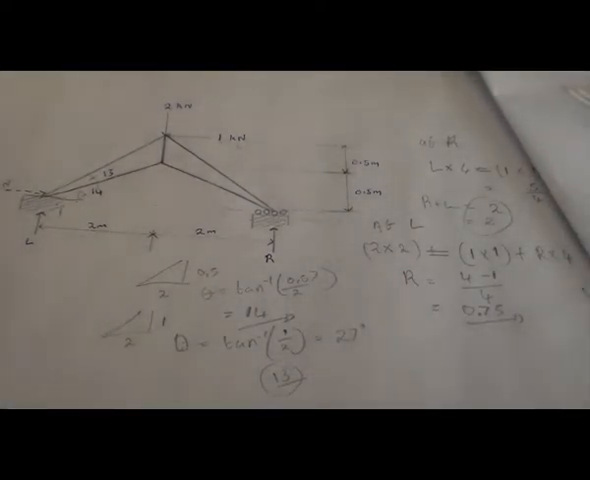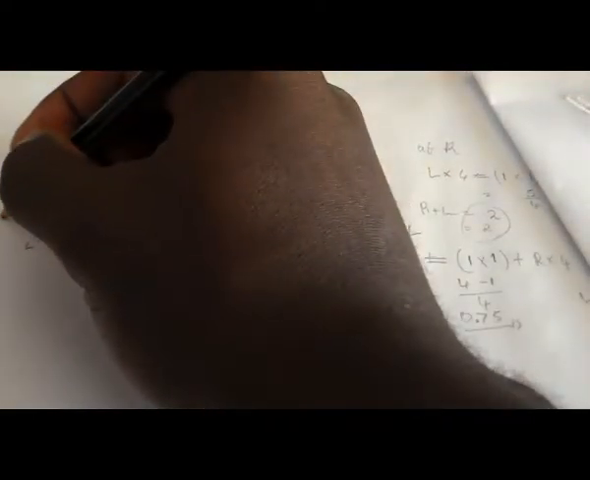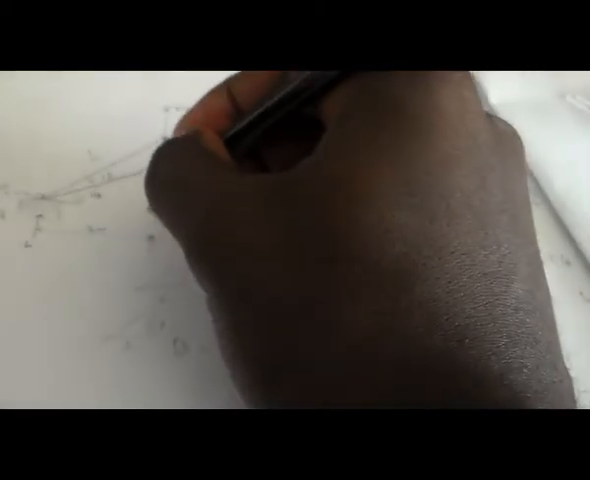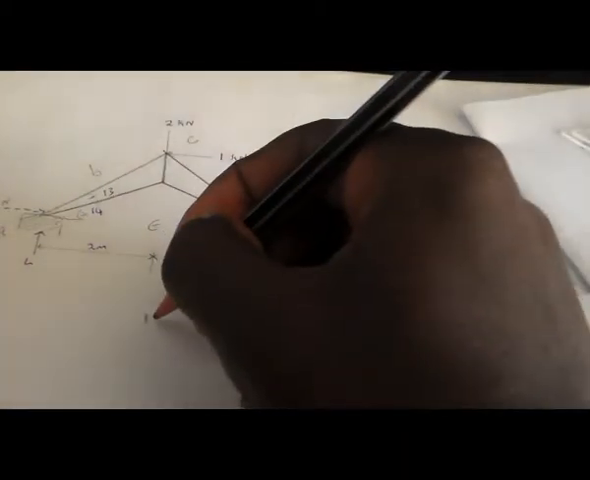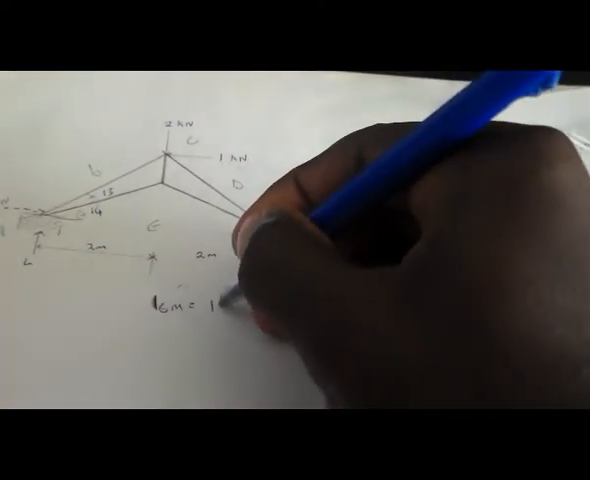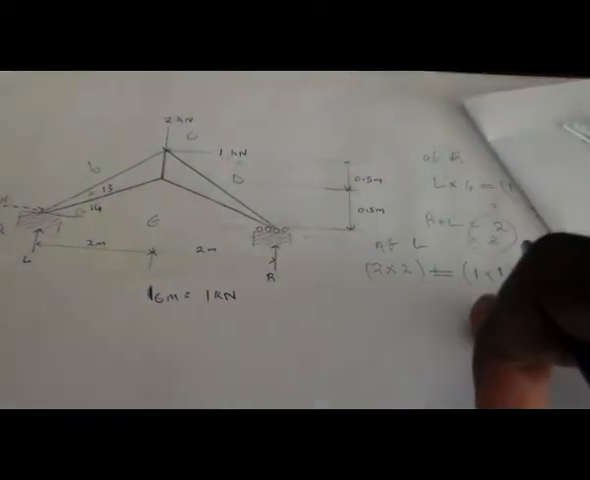Okay, if we're going to add alphabet, we can say this side we can start at A here, this one will be B, C, D, and then we have E here. Use a scale of 1 centimeter equals 1 kilonewton. So 1 centimeter equals 1 kilonewton.